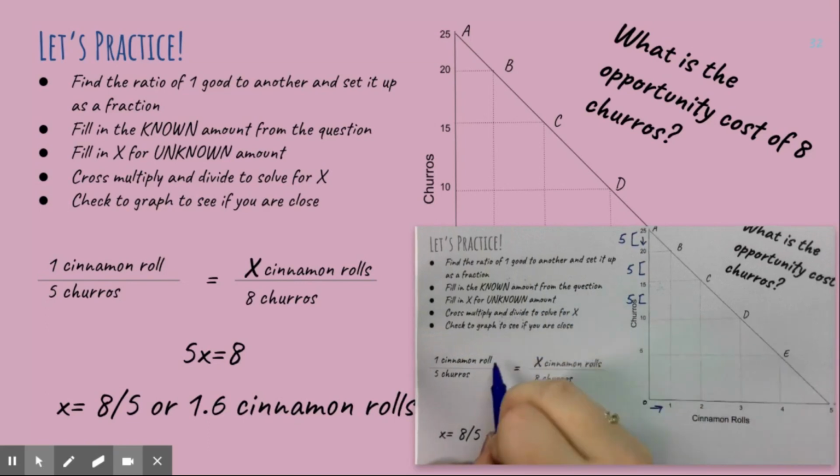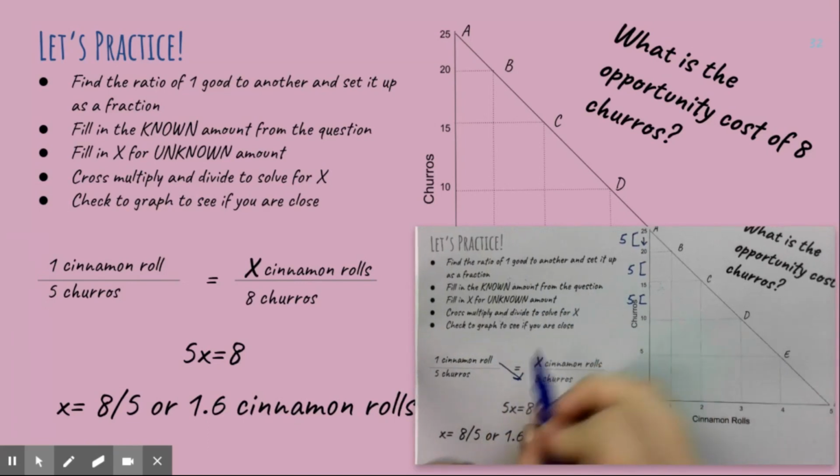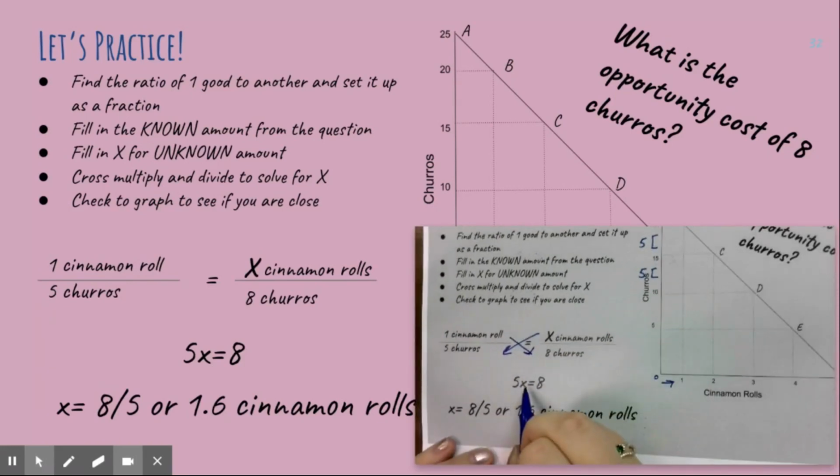Cross multiply. 1 times 8 is 8. X times 5 is 5x. Now I need to divide, to get the variable alone. I'm trying to find out what that X is. Divide by 5. What we do to one side, we must do to the other.